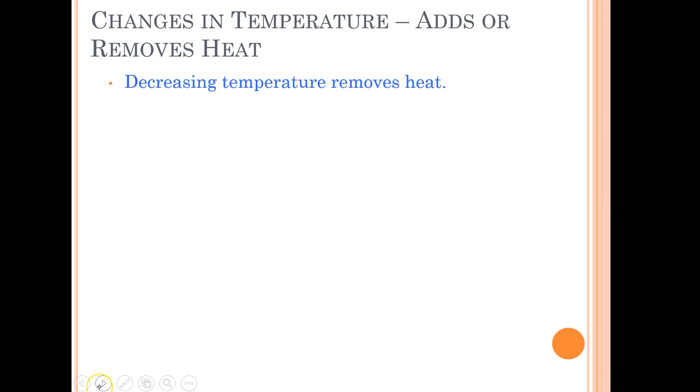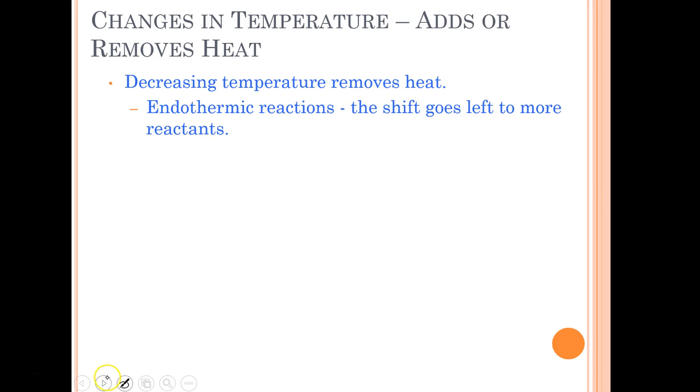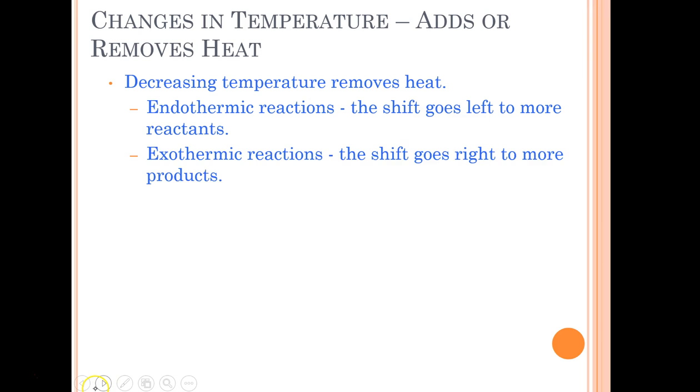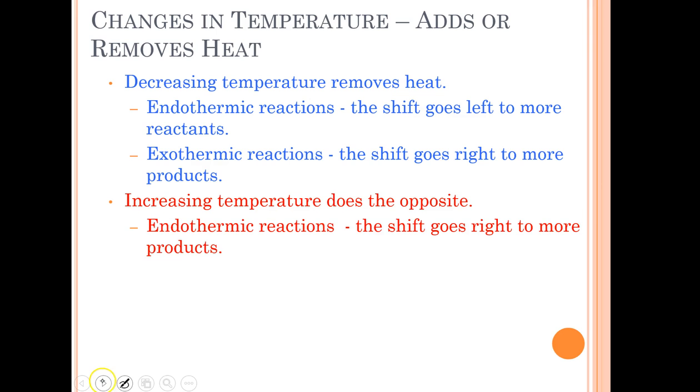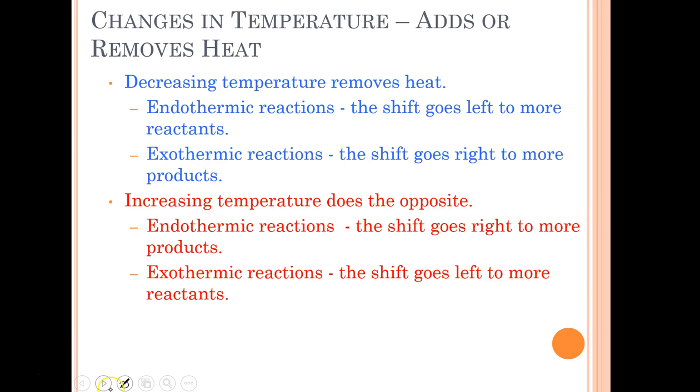Changing temperature is a little tricky because it talks about adding and removing heat. So if you decrease the temperature, you're removing heat. If it's an endothermic reaction, the shift goes left to more reactants. If it's exothermic, it goes right. Increasing temperature does the exact opposite for both. Endothermic will go to the right, and exothermic will go to the left.